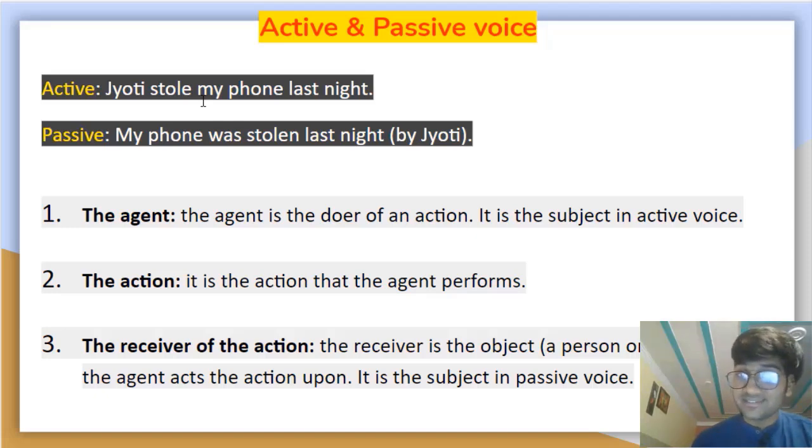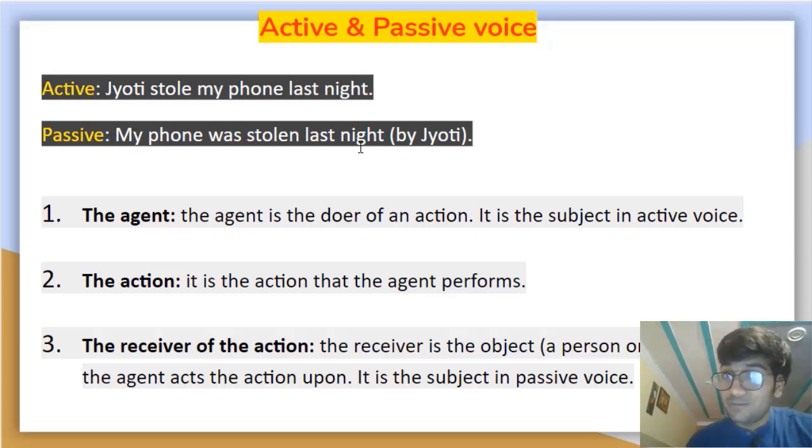The focus of the sentence is Jyoti, the doer of this action, stealing my phone. Jyoti stole my phone last night. All right. Here we are focusing on the person who did this action of stealing, which is Jyoti. Jyoti stole my phone last night. Subject, the action, and the object. All right. Now, in the passive voice, the focus changes to the person or the thing whom or what the action is acted upon. My phone was stolen last night.